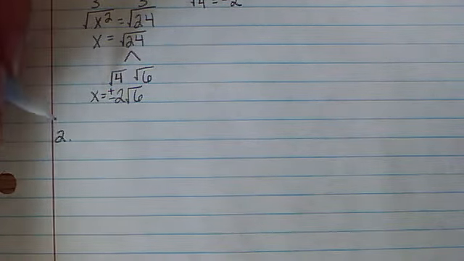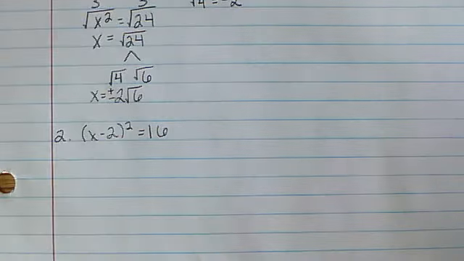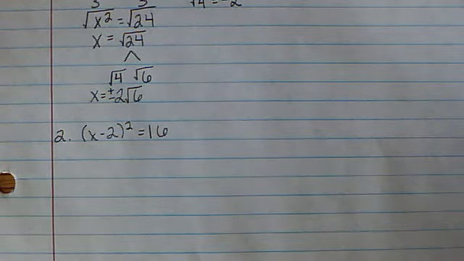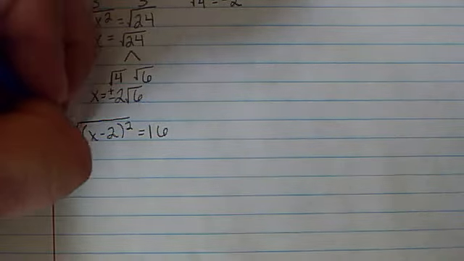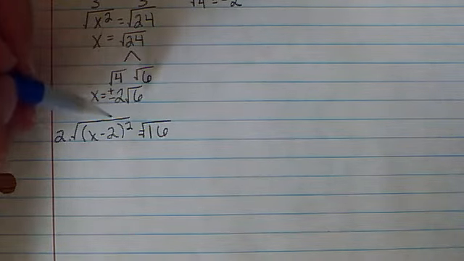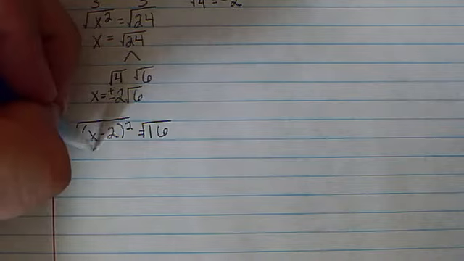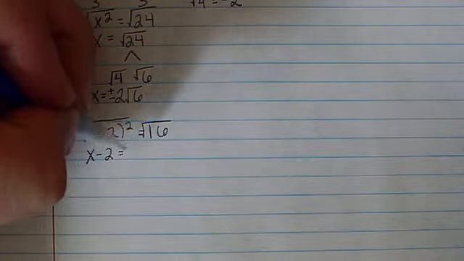Let's look at the next problem, number 2. x minus 2 squared is equal to 16. So we're going to start out the process of solving for this equation by taking the square root of both sides. By taking the square root of both sides, it eliminates my exponent. So you can kind of see a trend here where I'm trying to eliminate the exponents. So that will leave me with x minus 2 is equal to plus or minus 4.